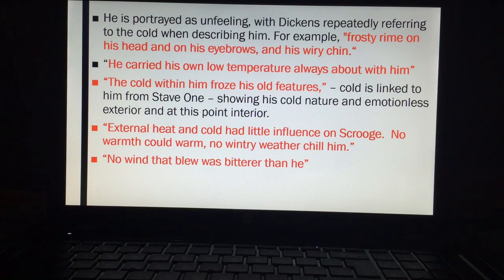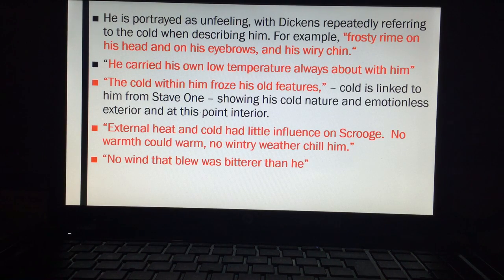Now, at the end of the novella, and I'm skipping here, he says when he's changed that he feels lighter. And this is a direct contrast here, because the burden of carrying this low temperature, this coldness, this horrible exterior, is contrasted at the end when he says, I feel lighter, as if the burden is gone. I'll go into that when we get there.